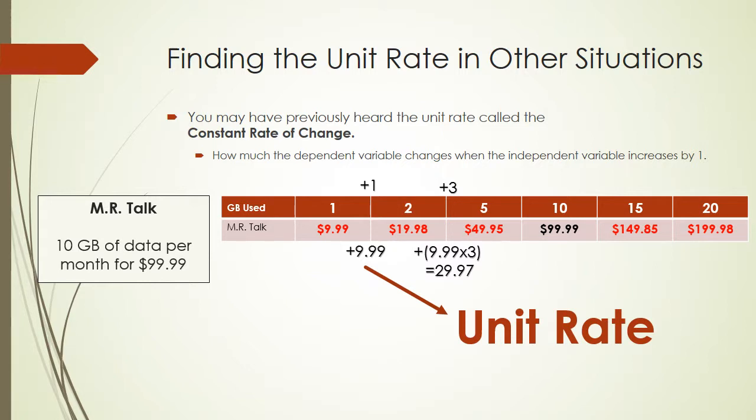We also took this table and we wrote an equation for it. We got the equation C equals $9.99 G, where C was the cost and G was the amount of gigabytes. And from here we can see that the coefficient in front of the G is going to be our unit rate, the price per 1.